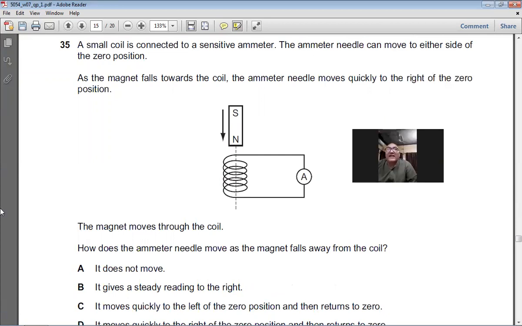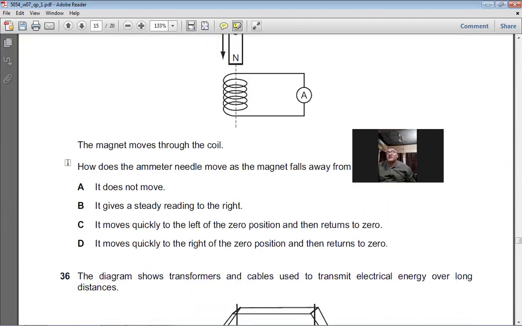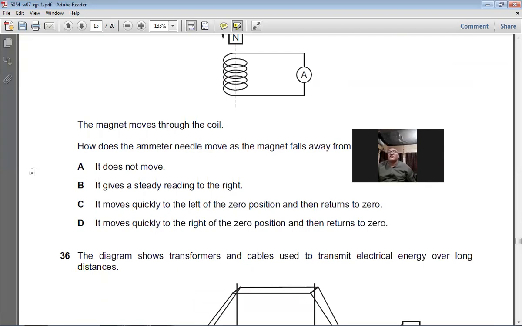A small coil is connected to a sensitive ammeter. The ammeter needle can move to either side of the zero position. As the magnet falls towards the coil, the ammeter needle moves quickly to the right of the zero position. The magnet moves through the coil. How does the ammeter needle move as the magnet falls away from the coil? So it does not move. It gives a steady reading to the right.